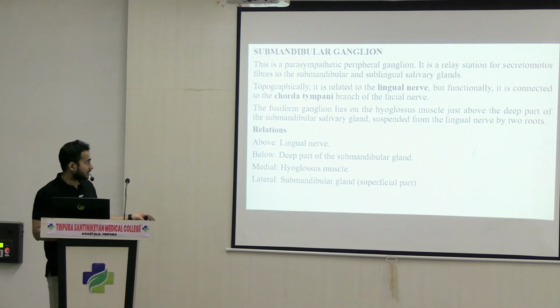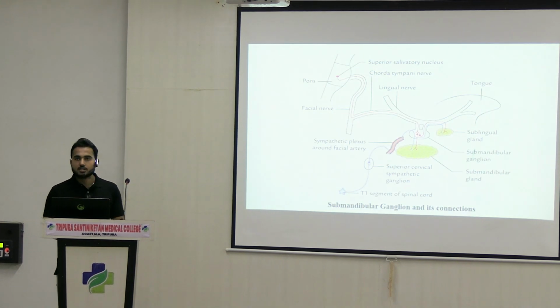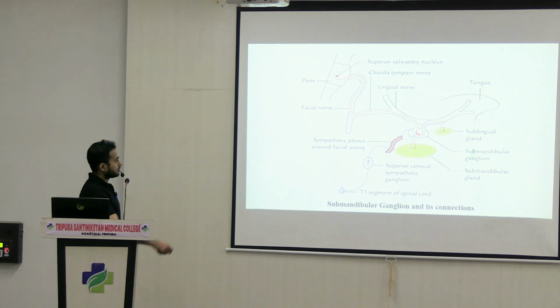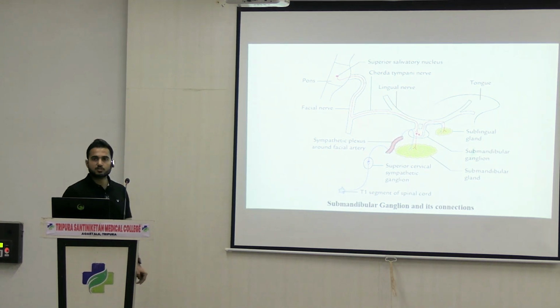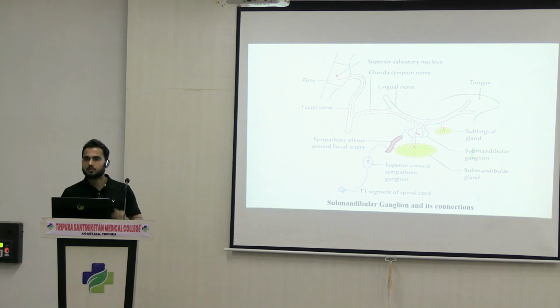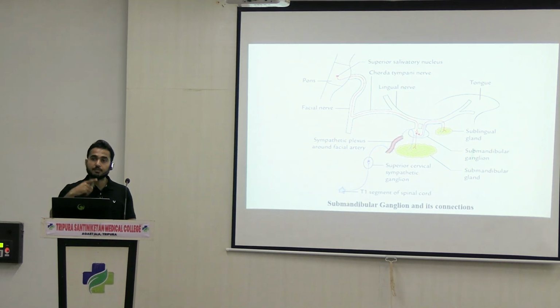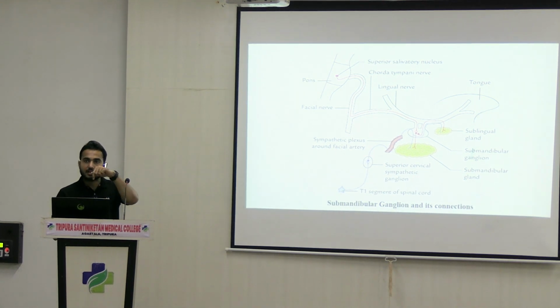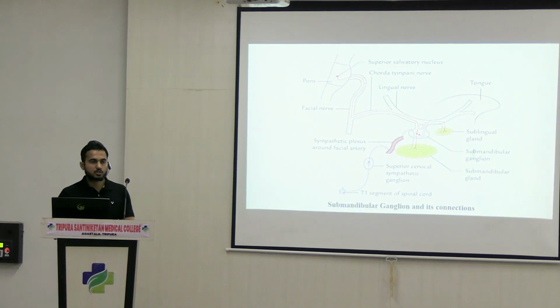Now let me show you the diagram. Can you see the ganglion? This is the submandibular ganglion. Now, as I said, where is it situated? It is lying on the hyoglossus muscle, above the deep part of the submandibular salivary gland. Next, it is suspended from the lingual nerve with the help of two roots, as you can see.